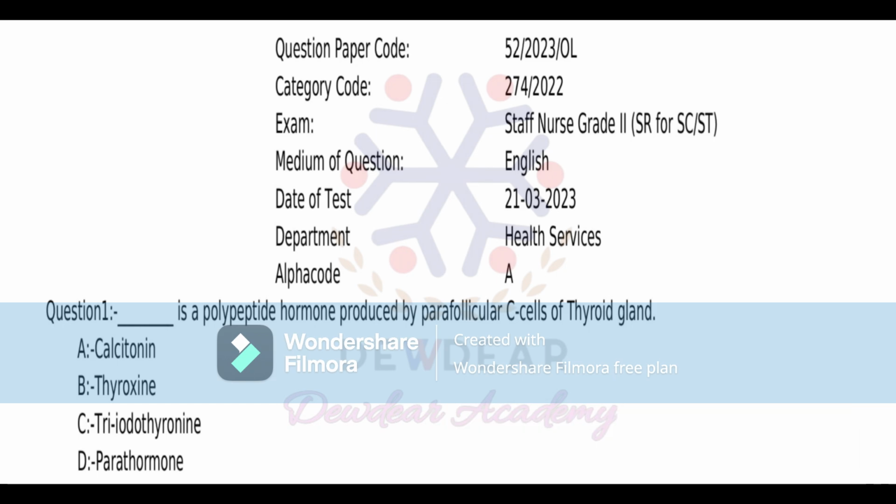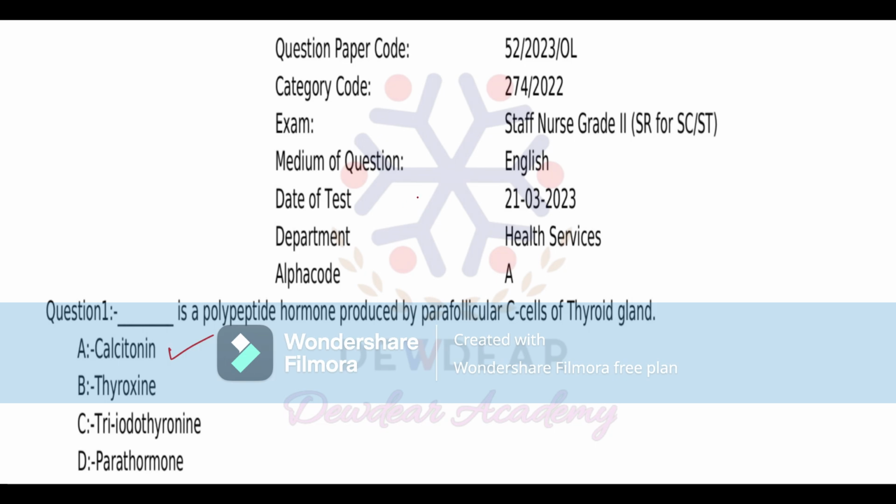So the question is, the polypeptide hormone produced by parafollicular C cells of thyroid gland. Options I will read once more: calcitonin, thyroxine, triiodothyronine and parathormone. So here the correct answer is option A, calcitonin. So here we should be familiar with the thyroid gland and the different cells of the thyroid gland.